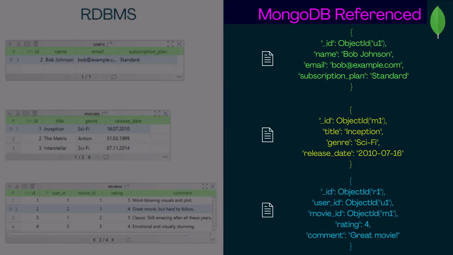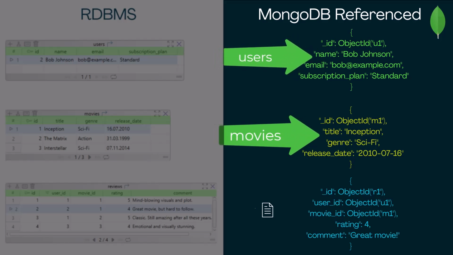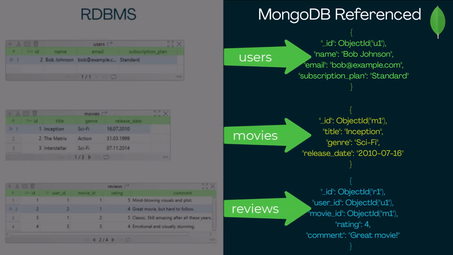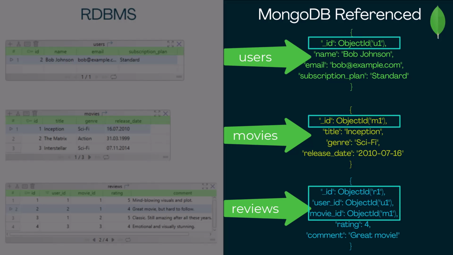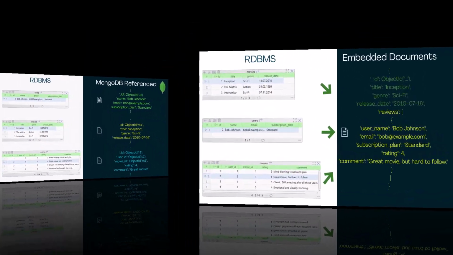In MongoDB, we can use the same structure. Each document lives in its own collection: users, movies, reviews. We connect them by storing object IDs, like user ID and movie ID, inside the review document. This approach is called referencing. It keeps data normalized and is great when documents are shared between collections or grow large. But unlike SQL, in MongoDB, you usually insert data right away, without defining the structure first.